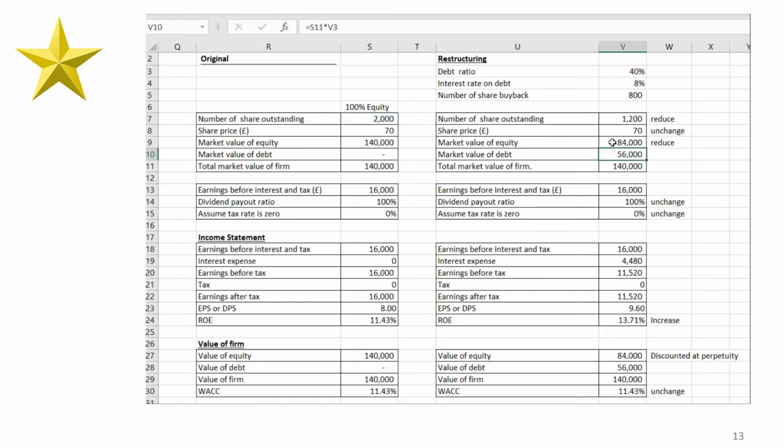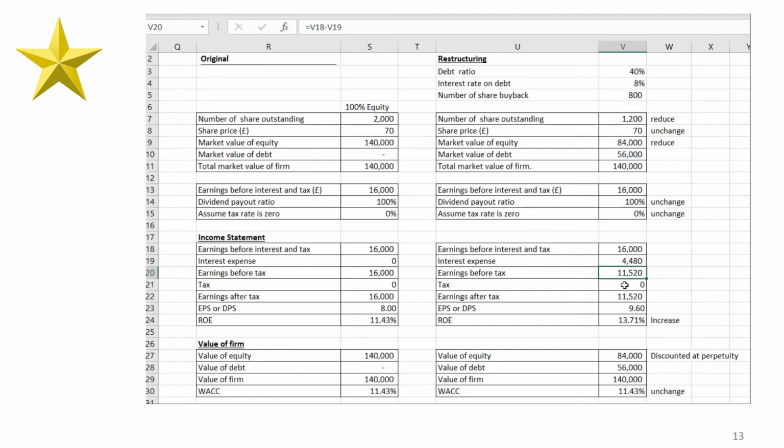The market value of equity reduces to 84,000. The total market value of the firm remains unchanged. This means the size of the pie is the same as contended by Proposition 1. Assuming no change to business operation, earning before interest and tax remains the same at 16,000. However, the company needs to pay interest expense, 8% on the debt.